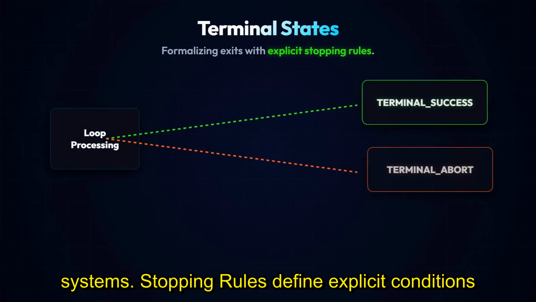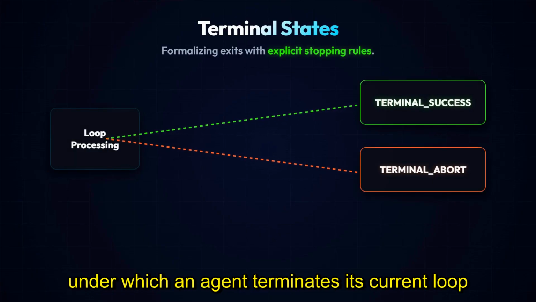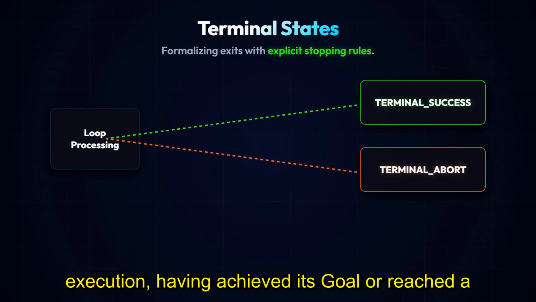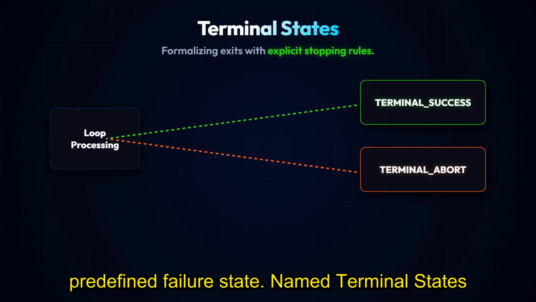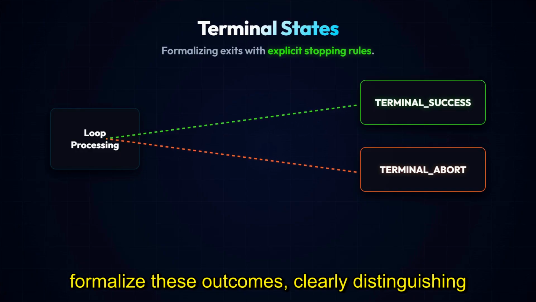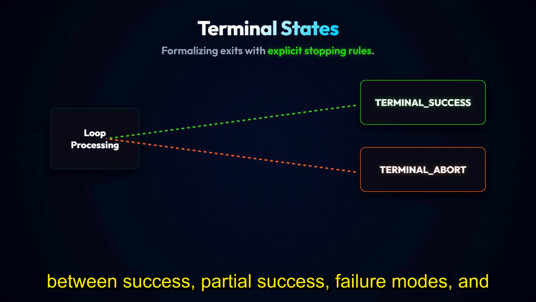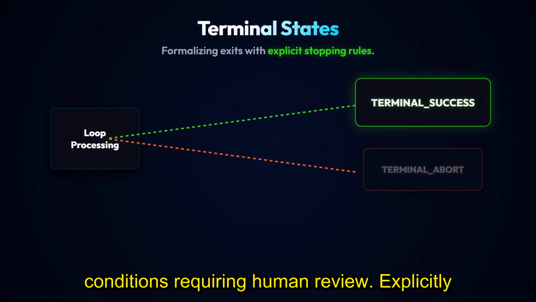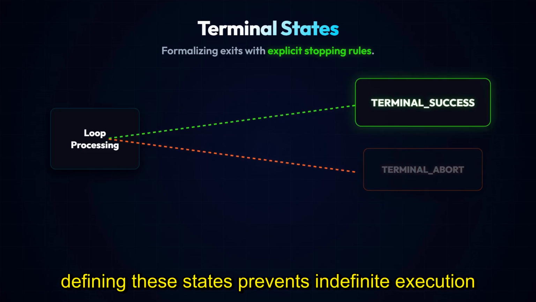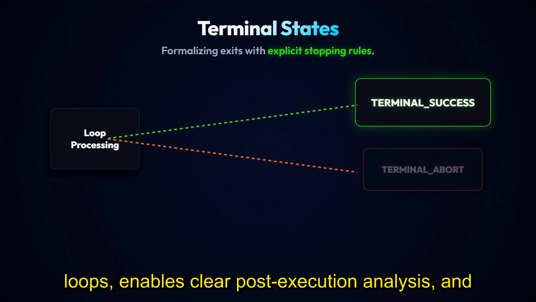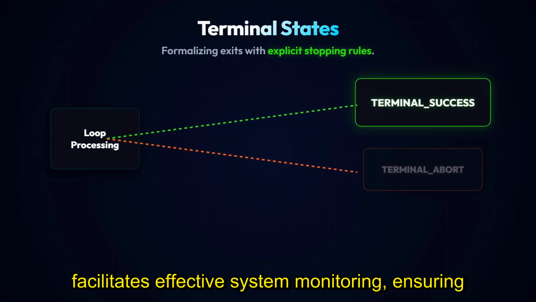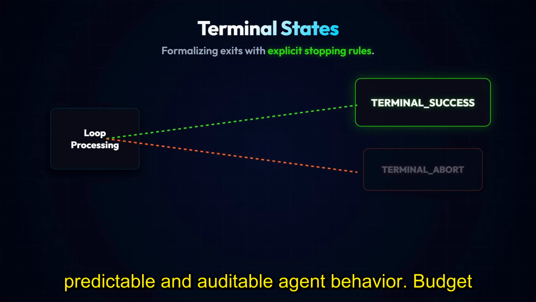Stopping rules define explicit conditions under which an agent terminates its current loop execution, having achieved its goal or reached a predefined failure state. Named terminal states formalize these outcomes, clearly distinguishing between success, partial success, failure modes, and conditions requiring human review. Explicitly defining these states prevents indefinite execution loops, enables clear post-execution analysis, and facilitates effective system monitoring, ensuring predictable and auditable agent behavior.